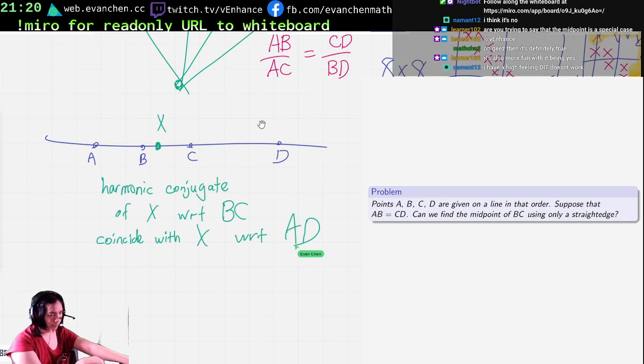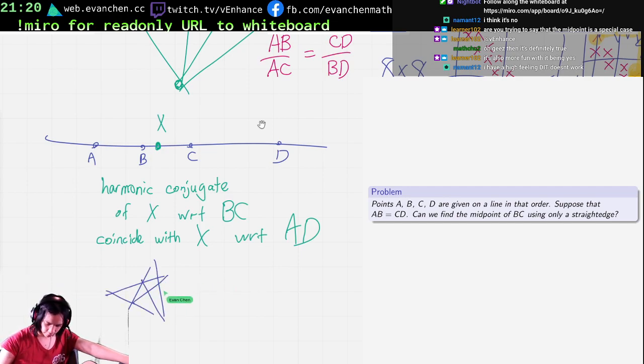You don't think DIT works? Really? What's the statement of DIT? Can someone remind me? For a quadrilateral, if I take these 6 things and then do that, then the 6 intersection points I get are in involution with each other.